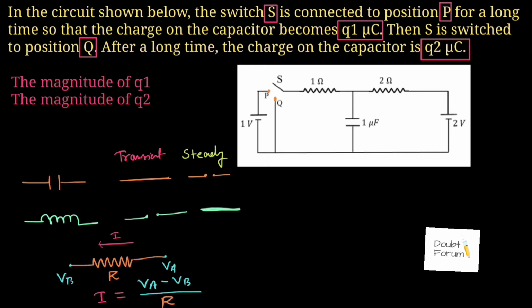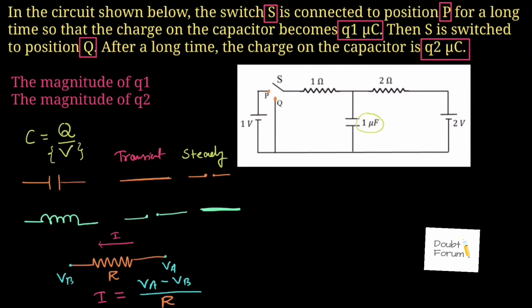The third concept which we will be using here is the basic formula of capacitance. The basic formula of capacitance C is nothing but Q upon V. Because we have to find out the charge stored in the capacitor, so from this formula, the value of charge Q would be C into V. And in the question, the value of C is given to us and its value is 1 microfarad. The only thing which we have to find out is the voltage across this capacitor. And once we are able to find the voltage, we can easily find the charge stored in this capacitor, simply by multiplying the voltage with the capacitance.